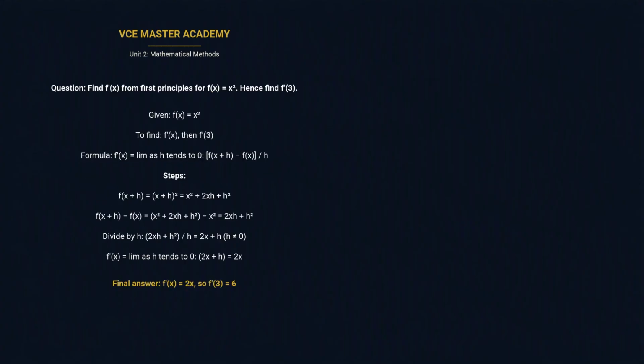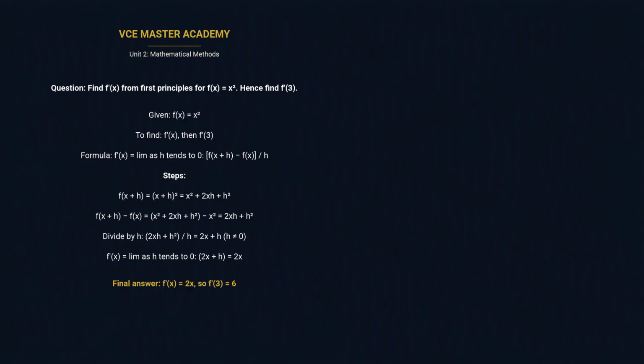Our first exact one. Question. Find f dashed of x from first principles for f of x equals x squared. Then find f dashed of 3, given f of x equals x squared. To find f dashed of x. Formula. The first principles formula we just met. Step 1. Work out f of x plus h. That's x plus h, all squared, which we already expanded. x squared plus 2xh plus h squared. Step 2. Subtract f of x, which is x squared. The x squareds cancel, leaving 2xh plus h squared.